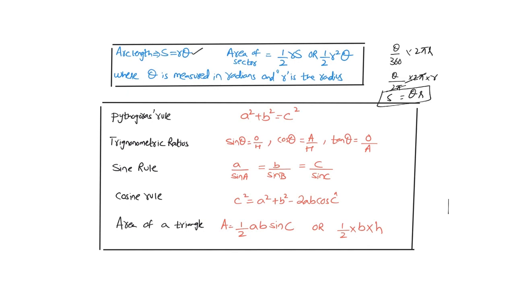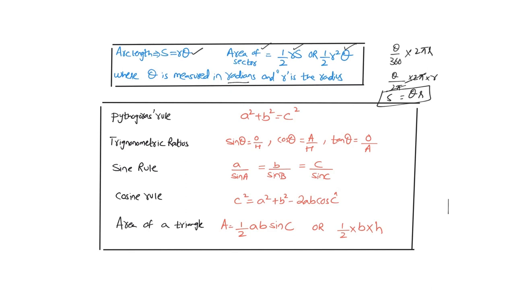Similarly, using the same strategy, you can also find the area of a sector, but for the time being it's better to know that the formula is half r s or half r square theta, where theta is measured in radians. Please be mindful of this, that the angle will be in radians.